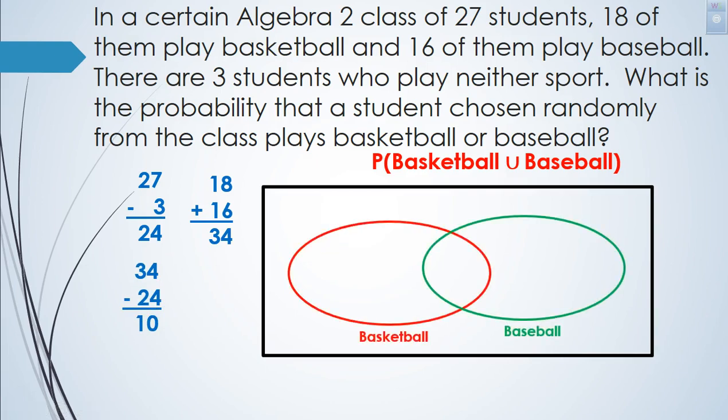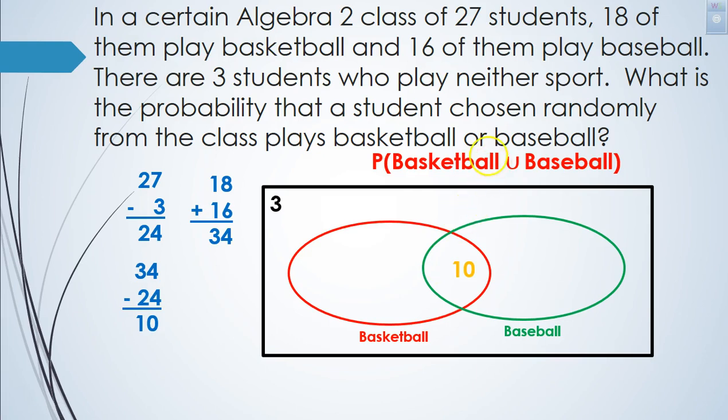oval with baseball. We need to indicate how many students didn't play a sport at all. So that would be our 3. So we're going to put that up here. And then how many played both? That's going to go here. That would be 10. So if this was an and statement, our answer would be 10 over 27.